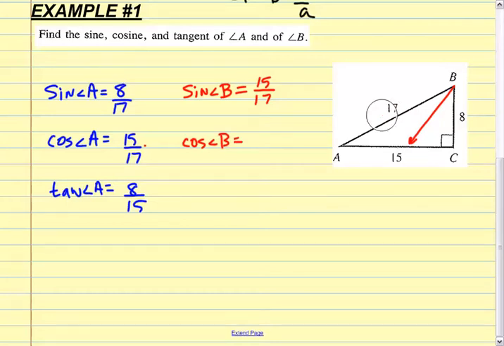But let's just check it out over here. Adjacent over hypotenuse, 8 over 17. Same thing as the sine. Okay? You see how it's just the ratios of these sides, how they relate to each other.